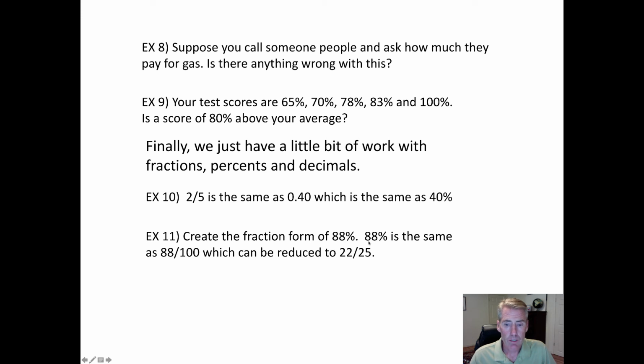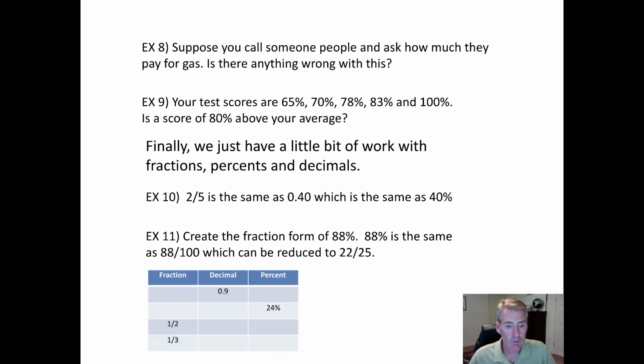So you could move the decimal and put it as 0.88. Or if you wanted it as a fraction, it would be 88 over 100, which you could then reduce because you can divide by 4 on the top and divide by 4 on the bottom. So that would be 22 over 25. And then just one more, and we're done with this section.